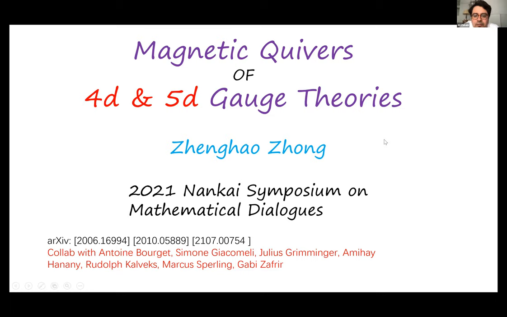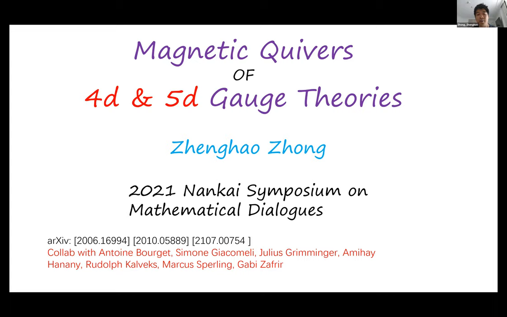Yes, please. Thank you for having me in this amazing symposium. So today I'll be talking about magnetic quivers of 4D and 5D gauge theories. This is seen as a continuation of Amihai's talk from last Monday, where now we look at some specific examples of magnetic quivers. This is based on several of our previous works in collaboration with Antoine Bourget, Simone Giacomelli, Julius Grimminger, Amihai Hanany, Rudolf Kelbex, Marcus Sperling, and Gabi Zafrir.